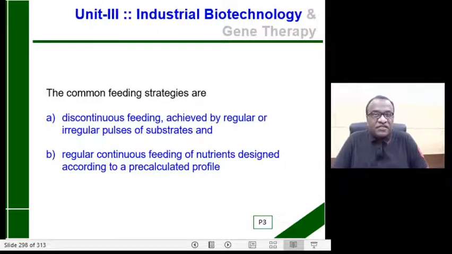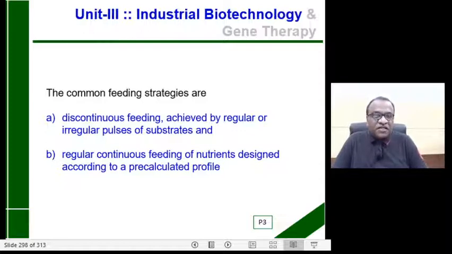The common feeding strategies are discontinuous feeding, achieved by regular or irregular pulses of substrates, and regular continuous feeding of nutrients, which are designed according to a pre-calculated profile. It can be discontinuous feeding achieved by regular or irregular pulses of the substrates, depending upon the demand for the substrate in the fermentation process. Or it can be a regular continuous feeding of nutrients designed according to the pre-calculated profile.